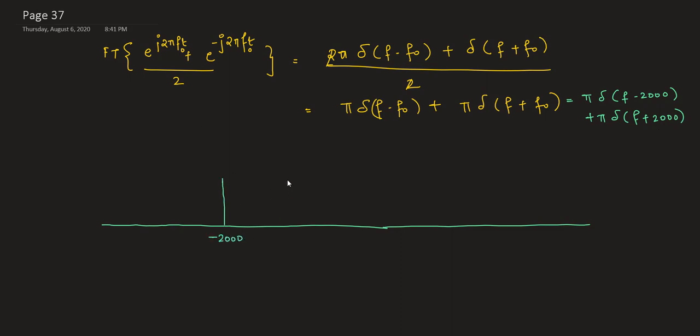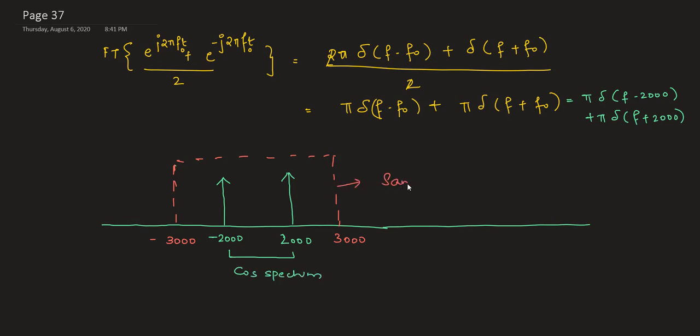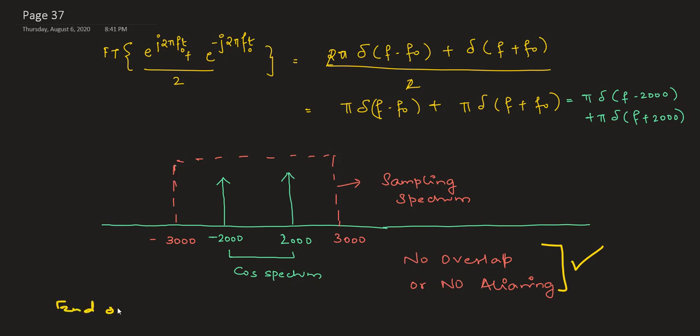Now the spectrum looks in this manner. The spectrum is going to take positions at minus 2000 and plus 2000, and my sampling spectrum is going to have a band of 6000, so it is valid from minus 3000 to plus 3000. Good. So minus 2000 to plus 2000 is my cos spectrum, and minus 3000 to plus 3000 is my sampling spectrum. So there is no overlap. The aliasing criterion is satisfied, no aliasing, and also the spectrum looks good.